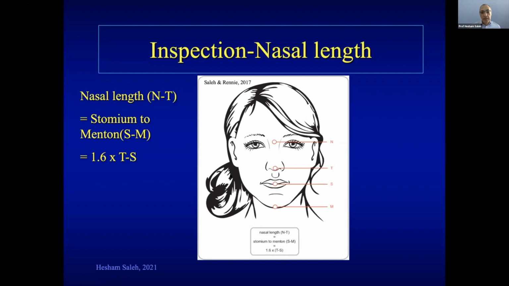But if you want to be more precise, get that measurement from the tip to the stomion and multiply it by 1.6. There are lots of other angles, but if you're quick in the clinic, just do the stomion to menton, and then you can tell if that nose is long or not.